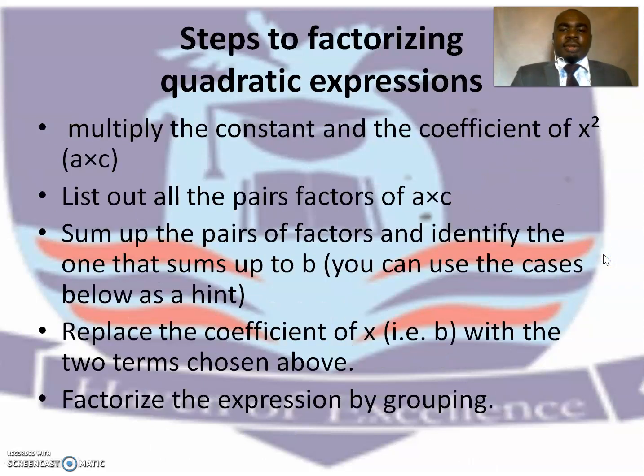Now, these are the steps to factorizing a quadratic expression. The first step will be to multiply the constant and the coefficient of x squared. That's our a and c. And then we list out all the pairs of factors for a times c. After that, we have to sum up all the pairs of factors to identify the one that sums up to b. When we find that pair which sums up to b, we take those pairs to replace b in the original expression, and then we can apply factorization by grouping.